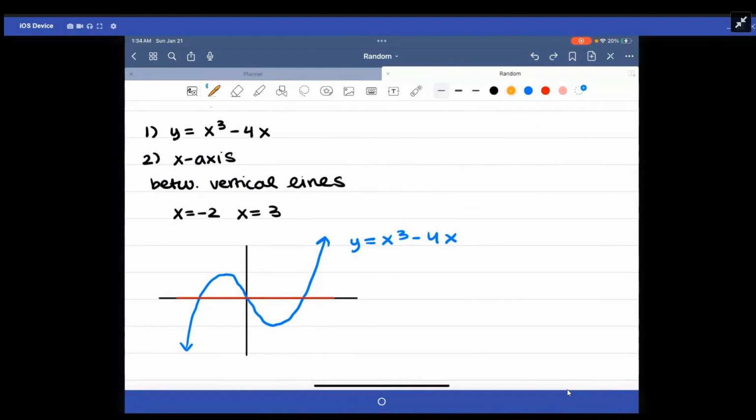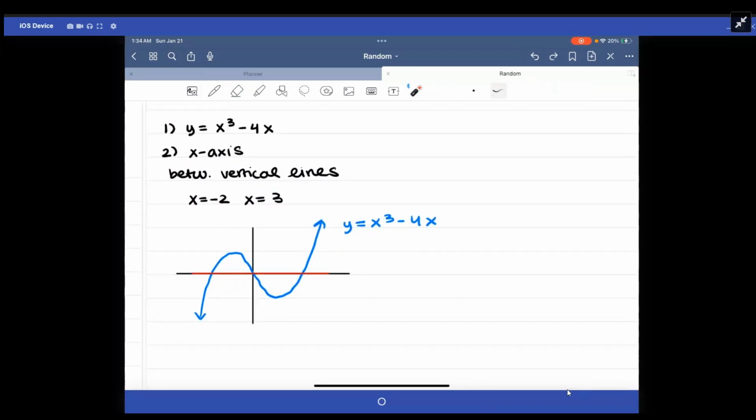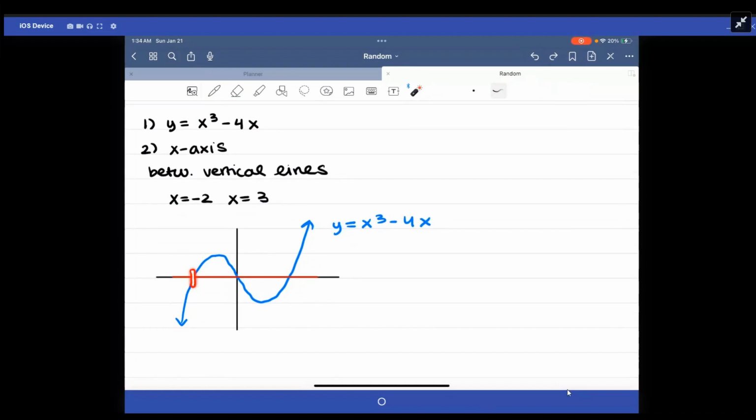Okay, so we're trying to find the area enclosed between these two equations, and we find out that the bounds are between -2 and 3. Okay, so I'm going to first try to figure out these intersection points.